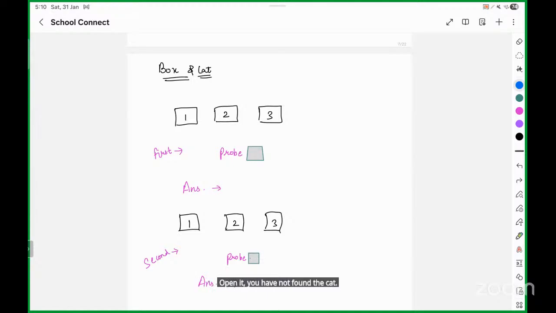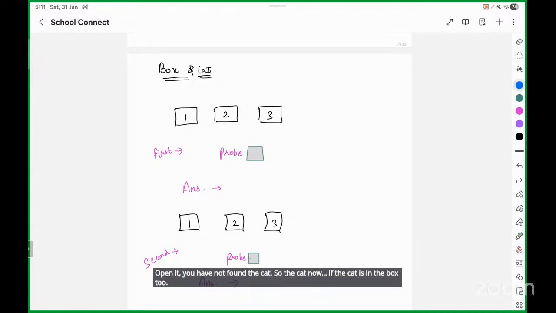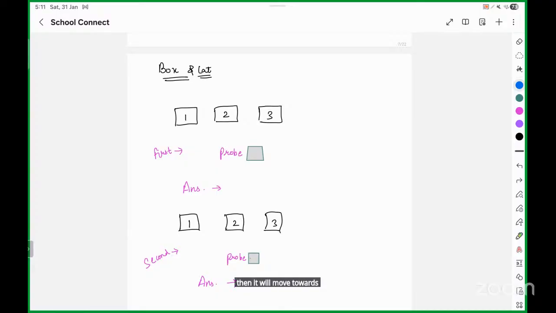If the cat was in box two, then it will move to an adjacent box. So if on day one the cat was behind two, it can move to one or three. It's its choice. Now again, on day two, you again have a question to ask whether the cat is behind this box or not.